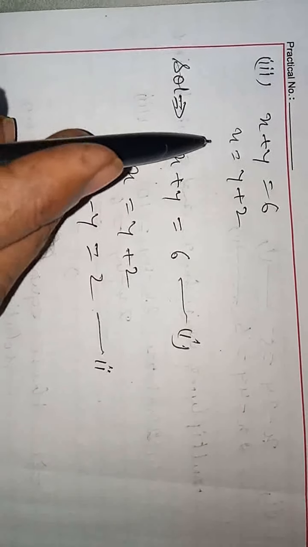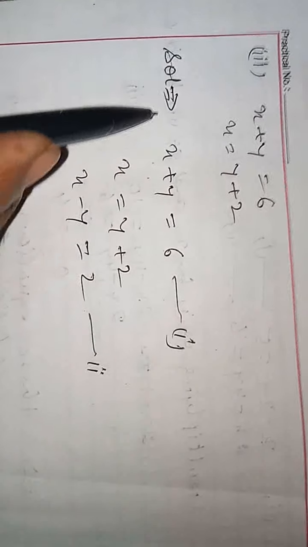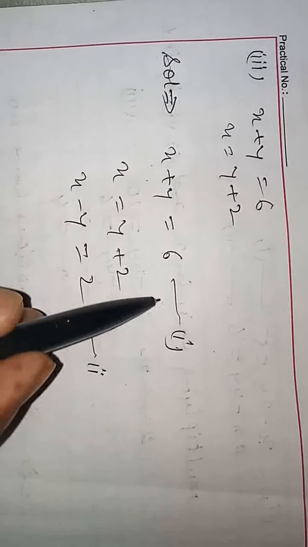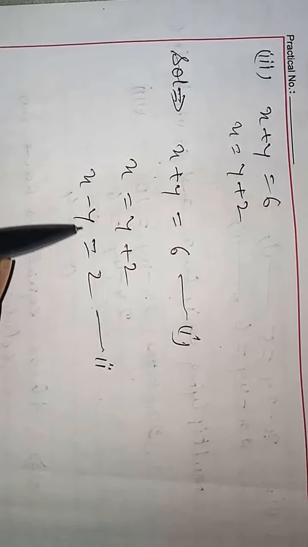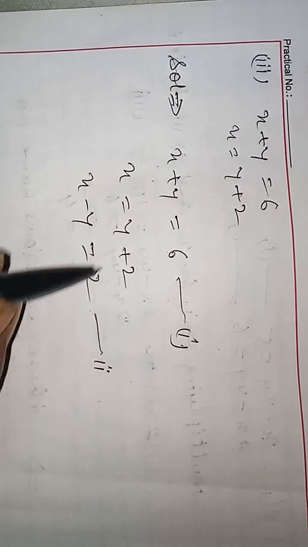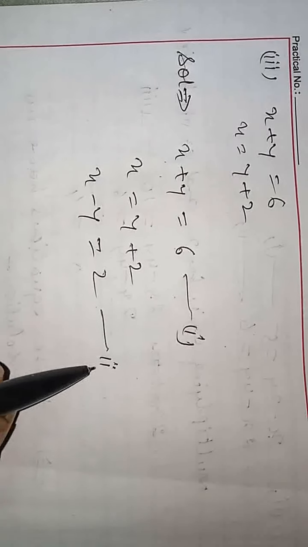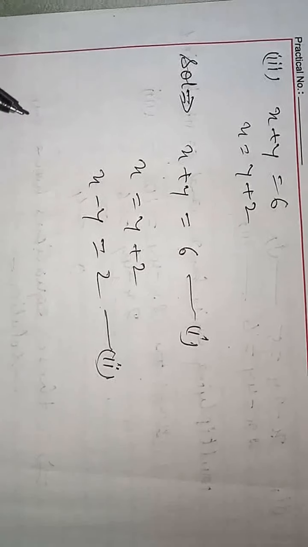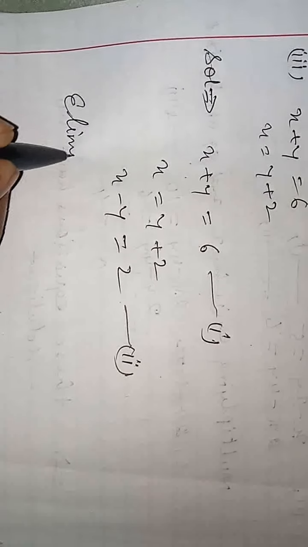In question number 3, equations are x plus y equal to 6, x equal to y plus 2. So x plus y is equal to 6, this is first equation. x equal to y plus 2, so x minus y equal to 2, transposing y to LHS we get x minus y equal to 2, this is equation second. Now I am using elimination method to solve this.